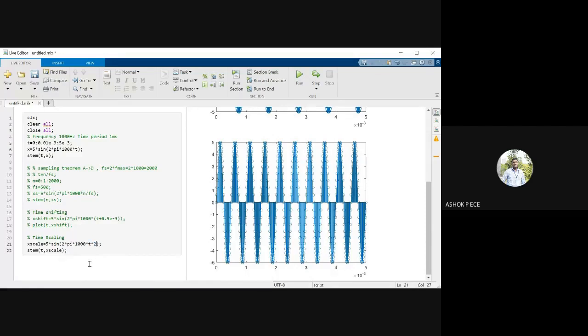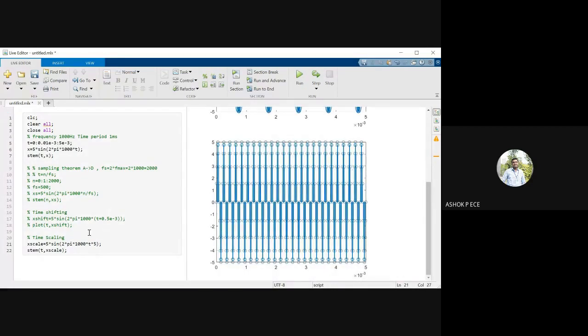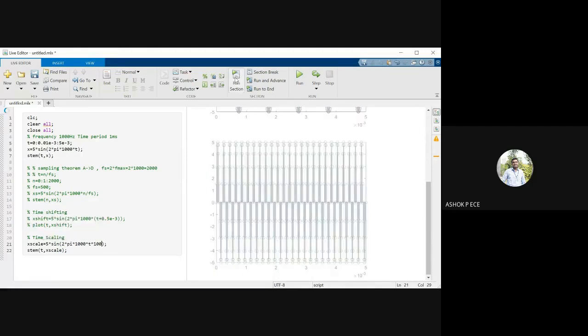I have given 2, now I'll make it 5. Feel the difference. You will find the sine wave to be more and more crowded. You see that? I make it 100. You will just see shade. You will just see shaded sine wave.